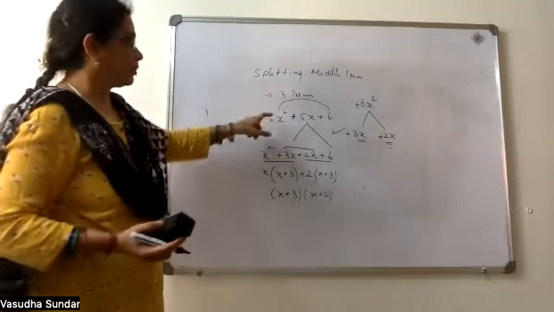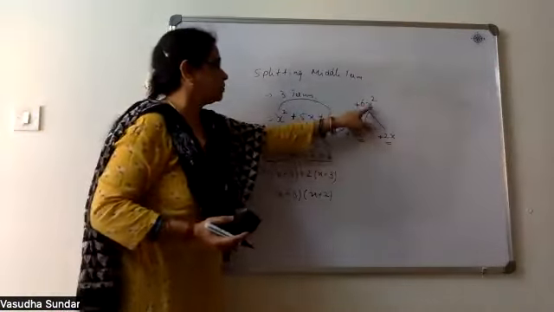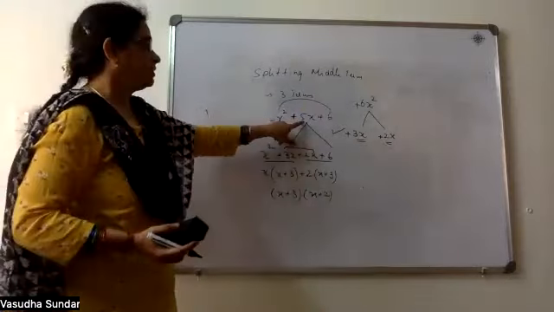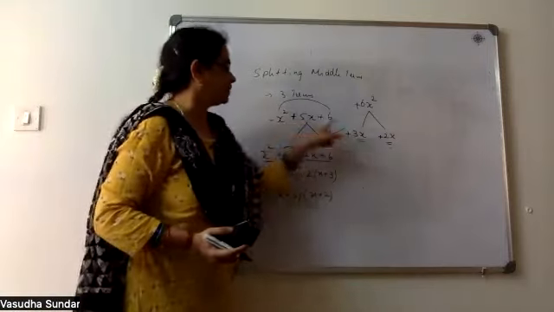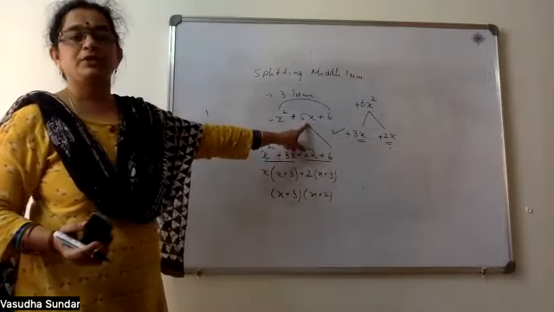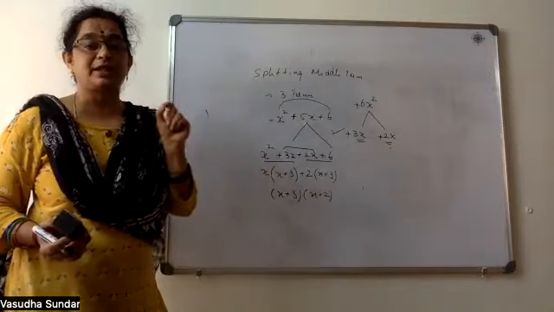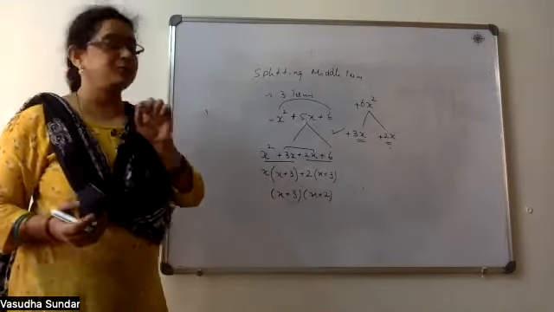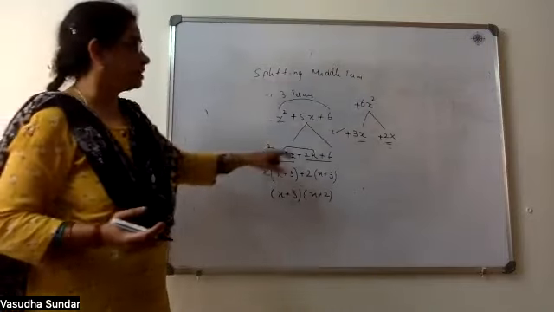Yes, ma'am. Product of the two factors should be equal to the product of the first and the last with the sign. And sum of the two factors should be equal to the middle term. Once you find the factors with the right sign, sign is very important, and that's where most of the students get confused. So when you do more problems, it will be clearer to you.